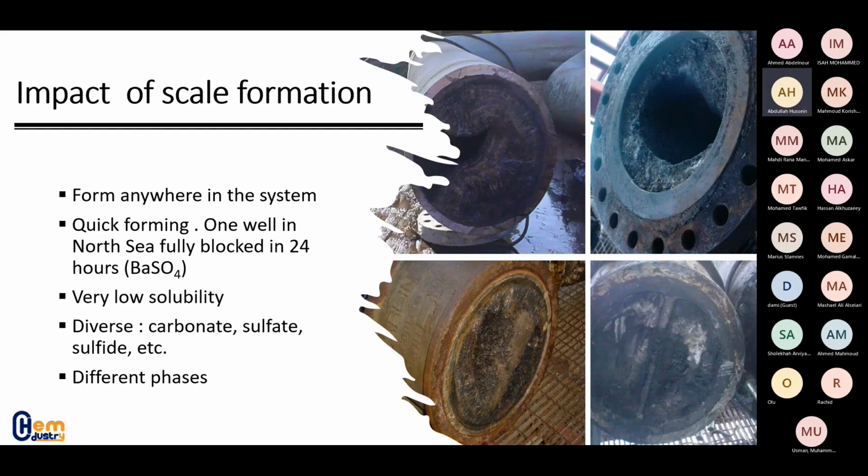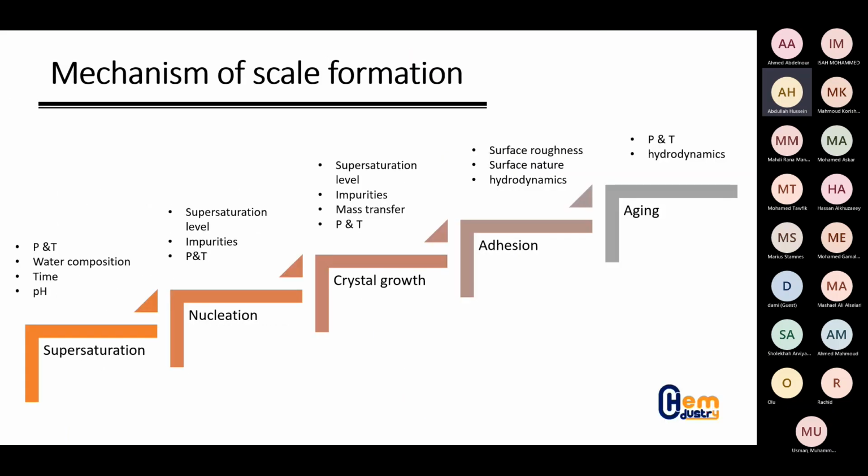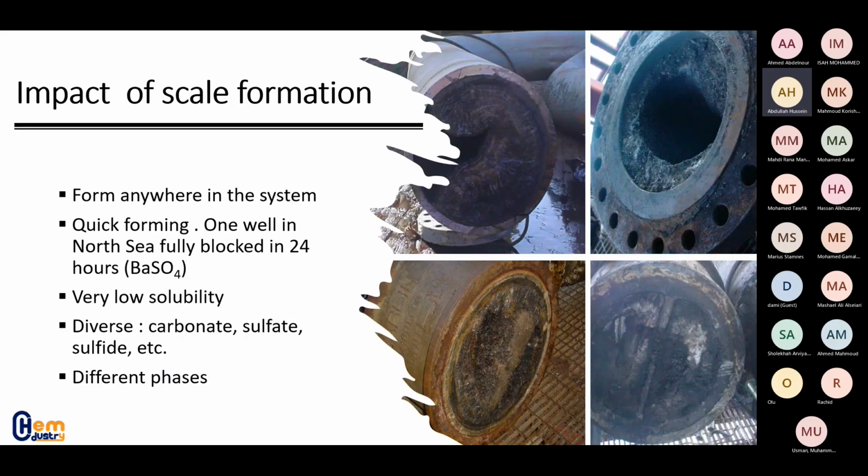The reason why these scales can be damaging is because of their features or properties. So they actually can form anywhere in the system. They are quickly forming. There is an example when the scale caused the production to drop from 30,000 barrels per day to 0 in just 24 hours. That was a very severe case.